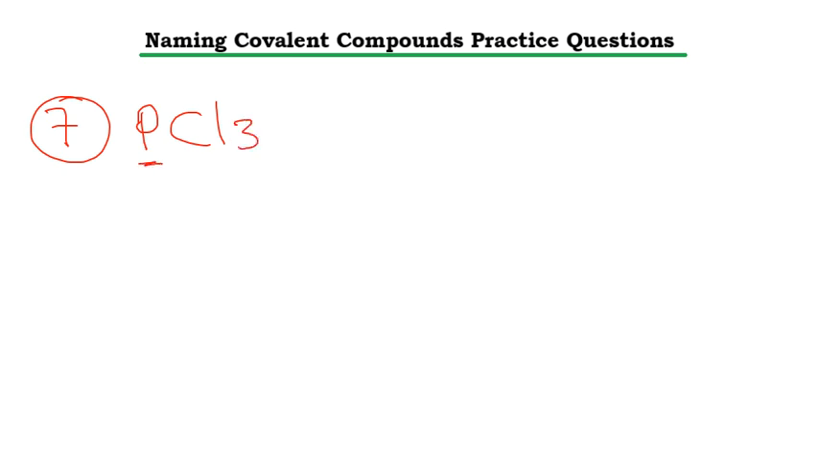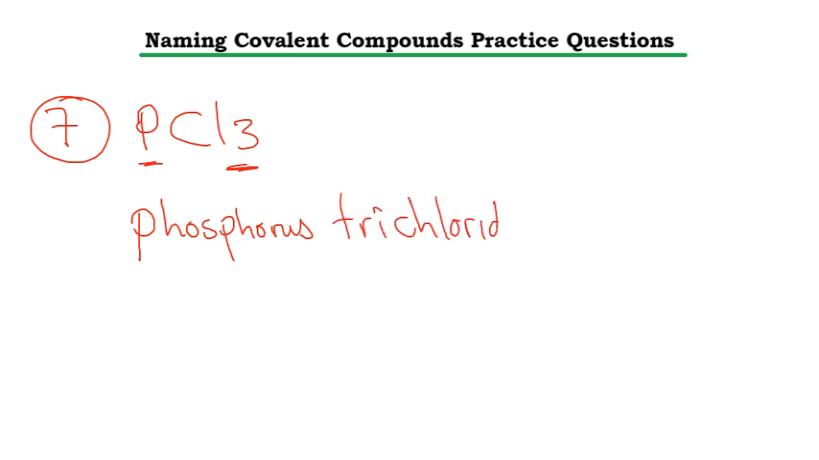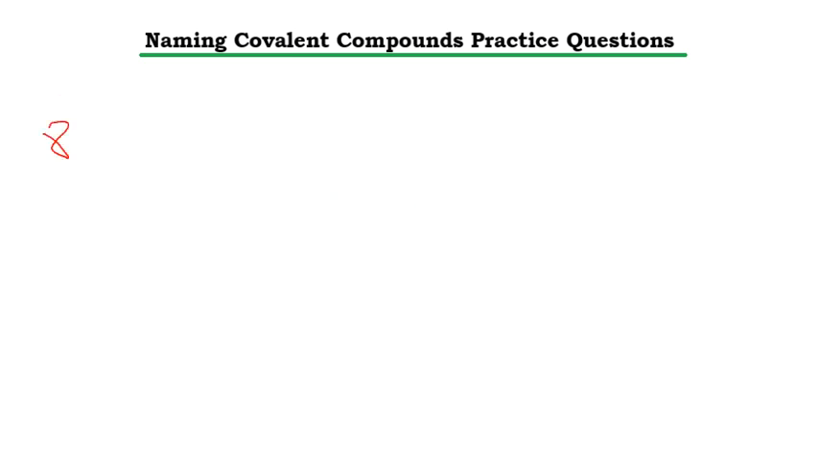The first element is only 1, so it should be phosphorus. For the second element, there are 3. Phosphorus trichloride.